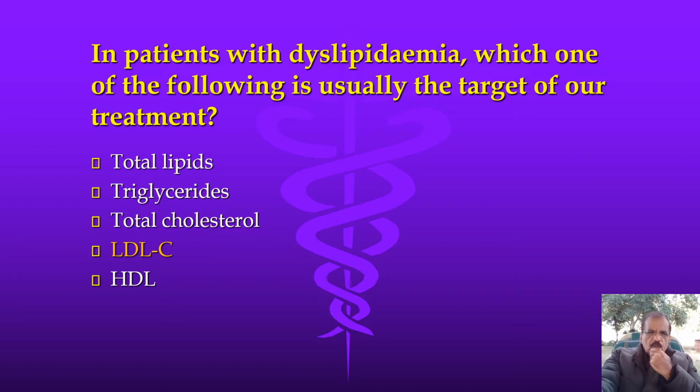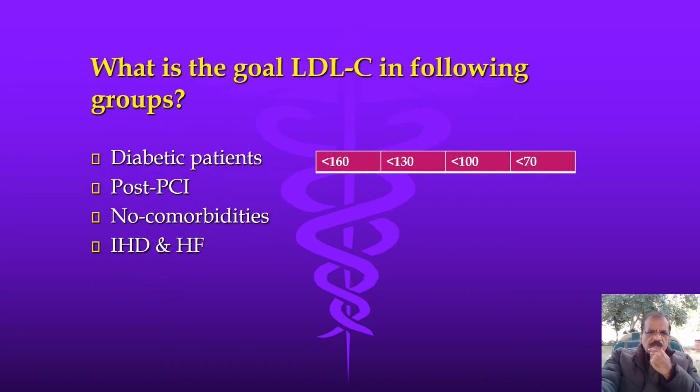So let's have another question now. What is the goal LDL-C in following groups? I have listed 4 groups and we will take them up one by one. Let's first take up these diabetic patients. That means they have dyslipidemia and they have diabetes. Because it is not mentioned here, that means they do not have any other comorbidities, just diabetes. Which you think should be the goal? And this is given in milligrams, 160, 130, 100, and 70. Below which you think should be the goal in diabetic patients?